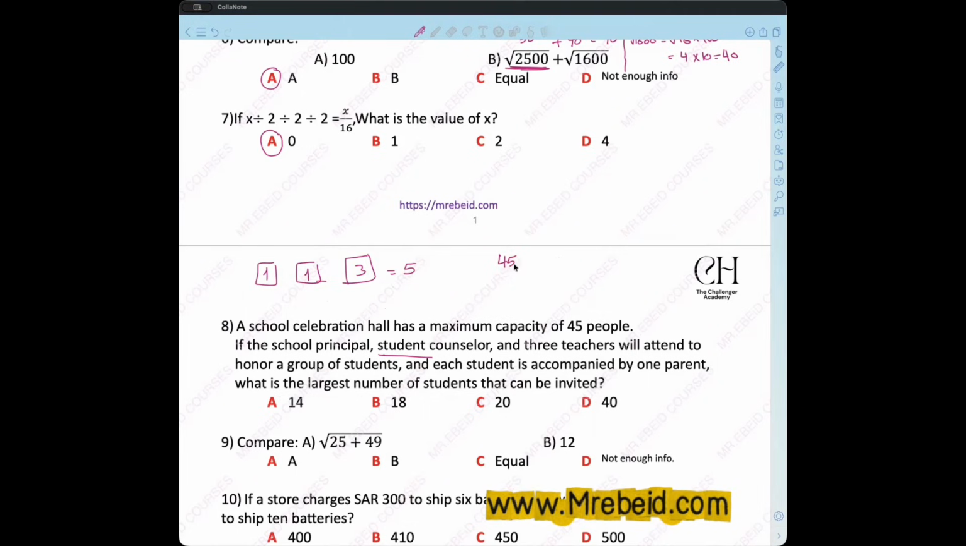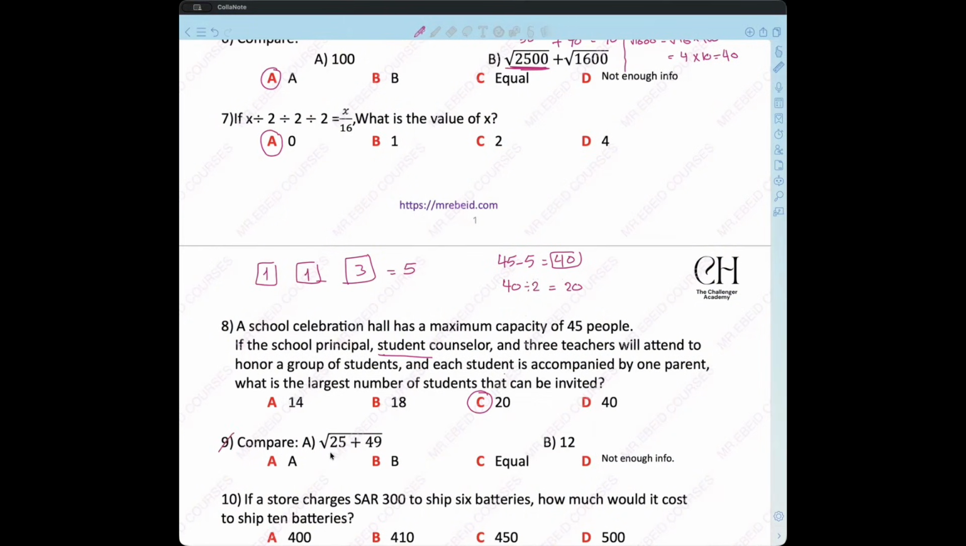Subtract 45 minus 5, which equals 40. Now we have 40 places, and each student comes with one parent. So you will divide 40 by 2, because each student is accompanied by one parent. So 40 divided by 2 equals 20. So you have 20 students that we can invite. Let's move to question 9.